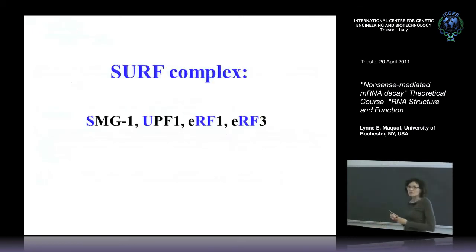I also want to describe the SURF complex, which was discovered by Shigeo Ohno's group in Yokohama, Japan. There's UPF1, and that's the U in SURF. The complex also consists of the kinase for UPF1 called SMG1, and the 2 translation termination factors that you've heard a lot about from Harry. The E stands for eukaryotic. So because I'm talking about mammalian cells, they're called eRF1 and eRF3. So that is the SURF complex.